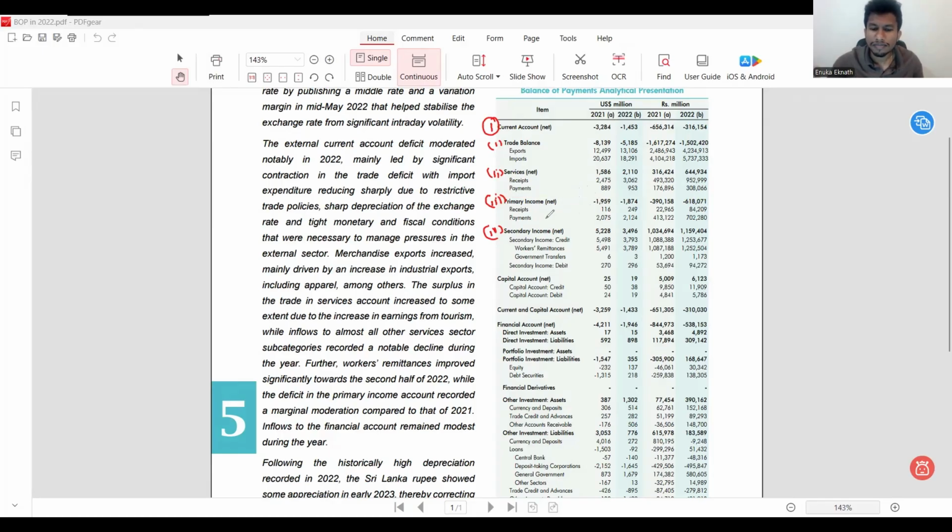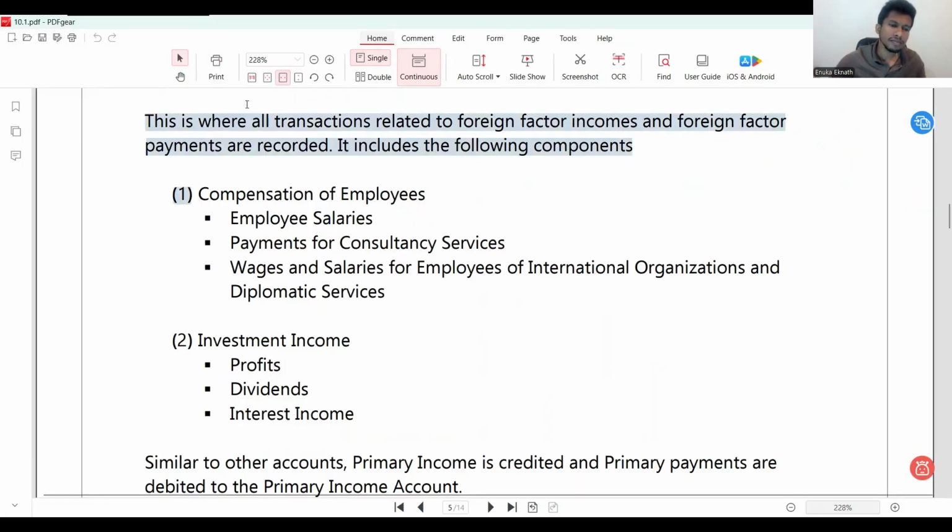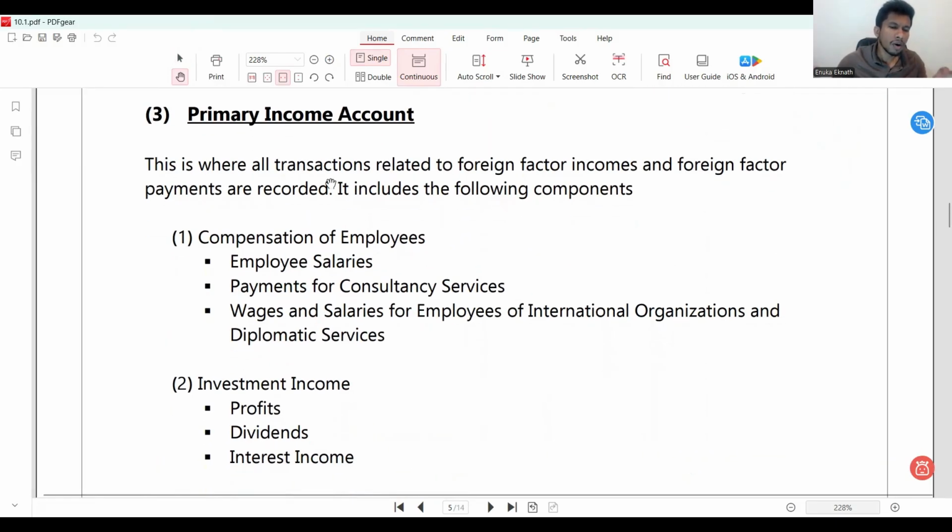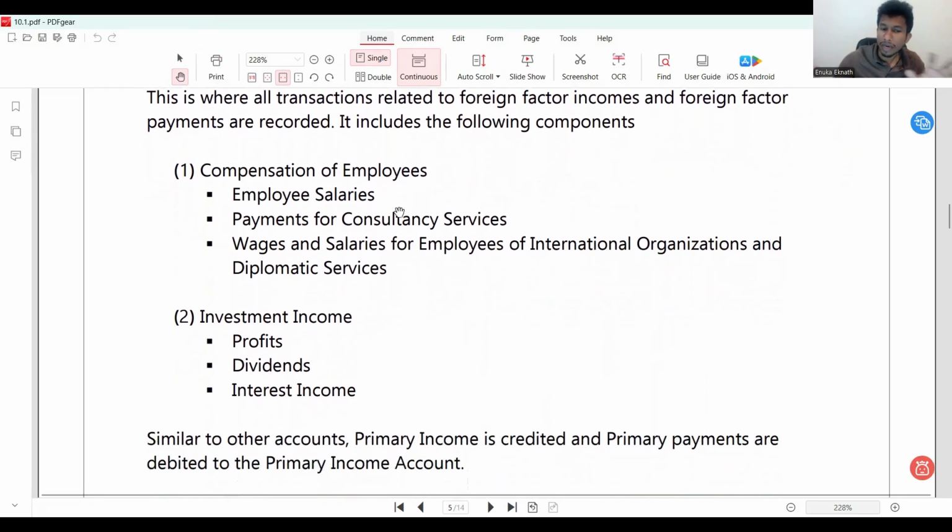If you look at the primary income payments, right? These payments may include mainly, look at this one, the primary income account. This is where all transactions related to foreign factor incomes and foreign factor payments are recorded. And it includes following components, mainly two. But under the second one, under the investment income, we have three: profits, dividends, and the interest income.